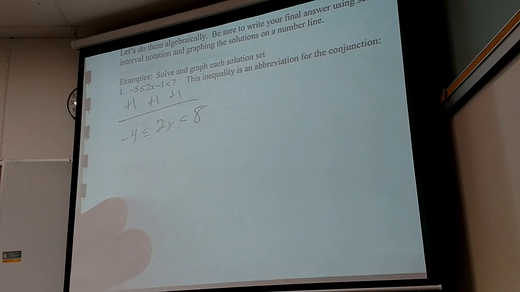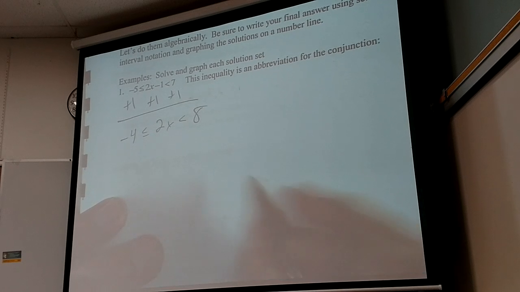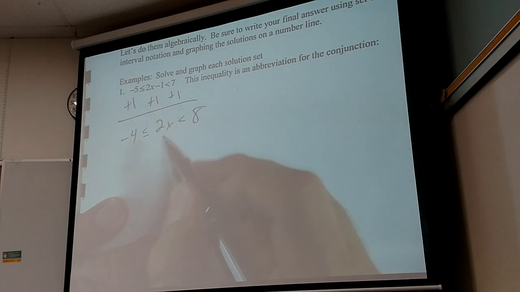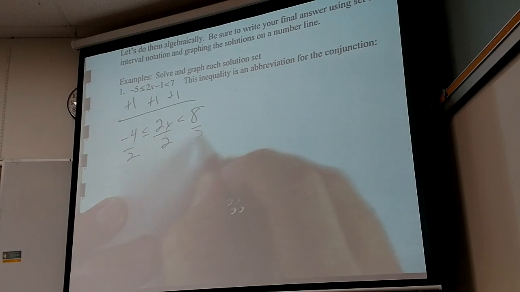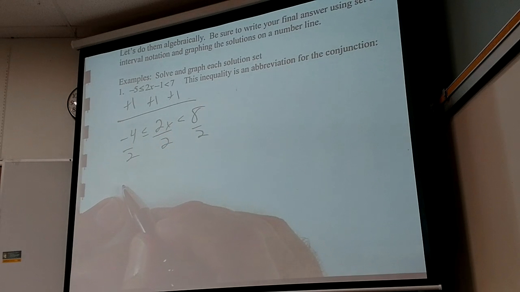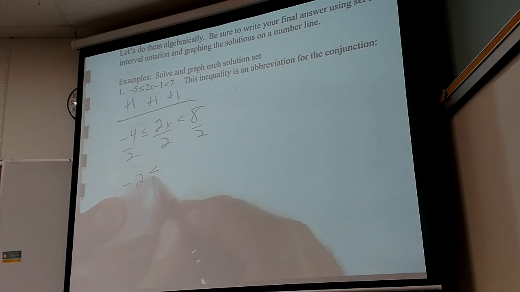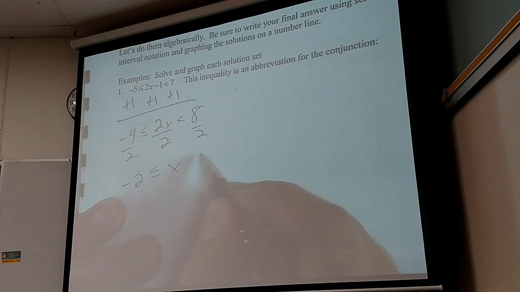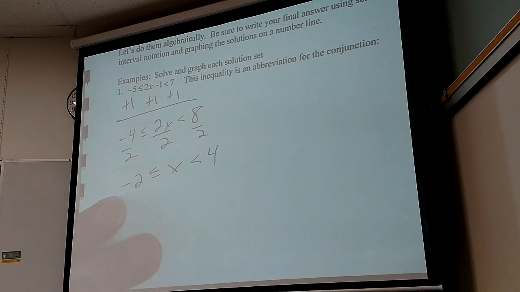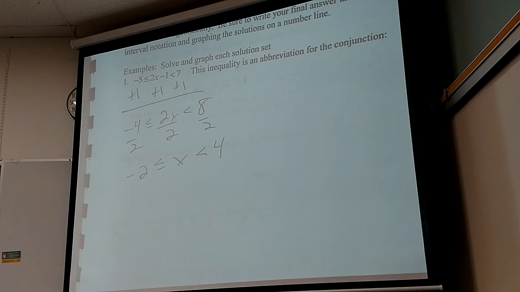That side doesn't disappear. They're like, I don't like all these sides, let me kill one. You can't kill it. It'd just be a 0 there. So that doesn't make any sense. You're always trying to get your x by itself. So divide by 2. So I get negative 2 less than or equal to x, less than 4. All right, so go ahead and graph that and write it in interval notation.